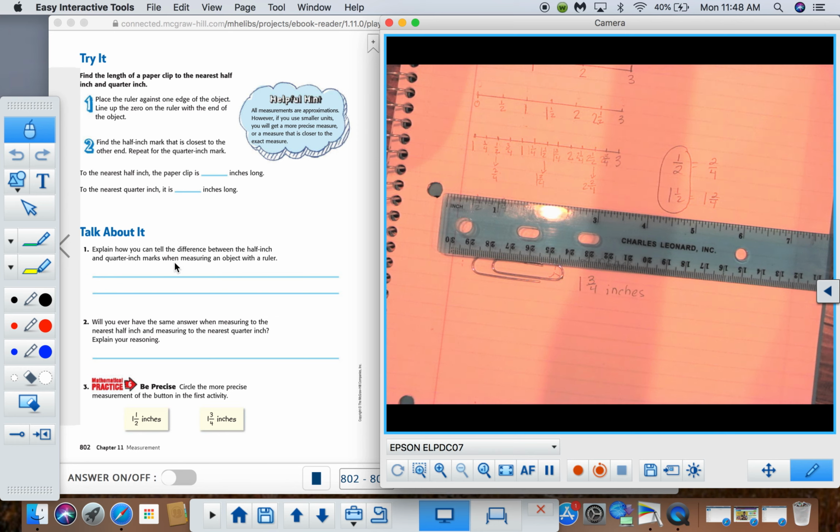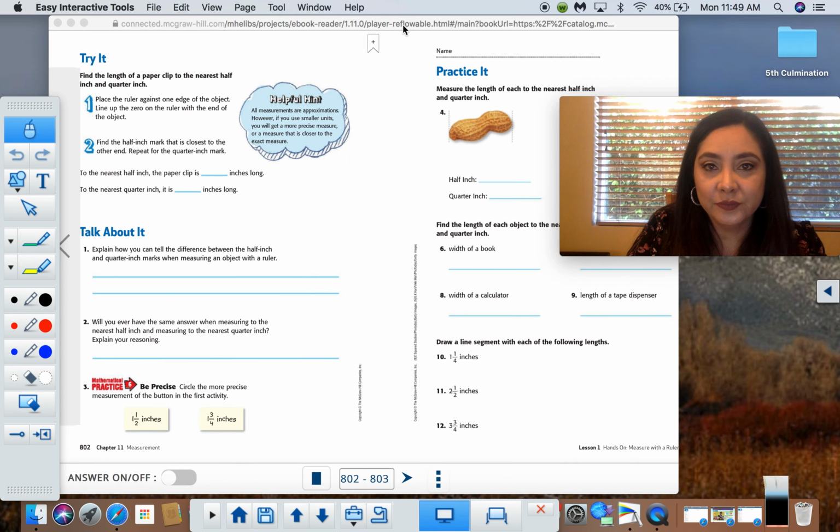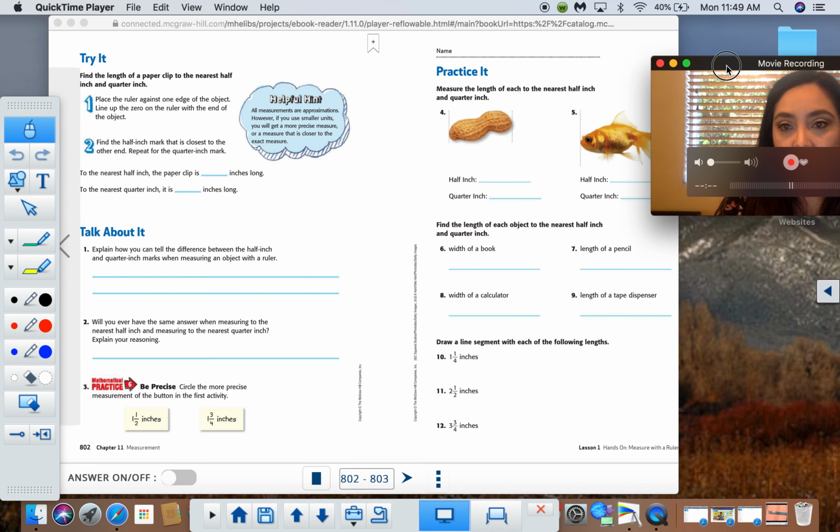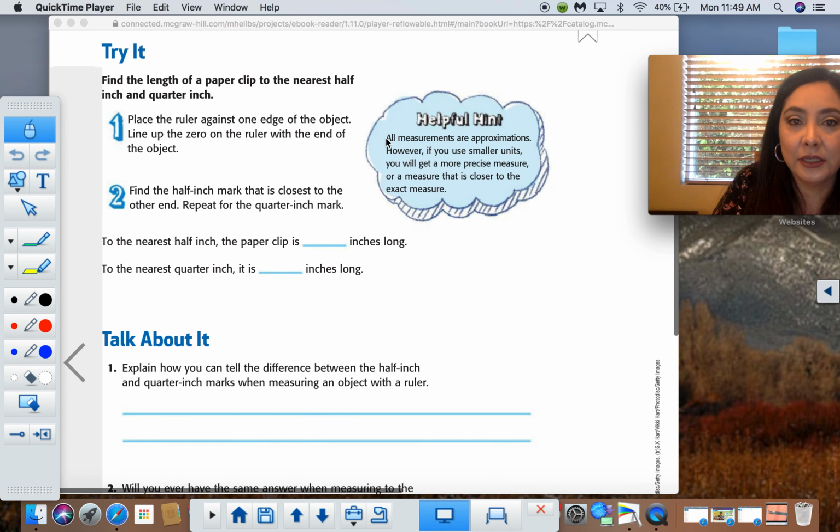Okay. Let's go back to number 3 here. Circle the more precise measurement of the button in the first activity. Well, we know it was closer to 1 3/4 inches. All right. So let's move on to the practice section.